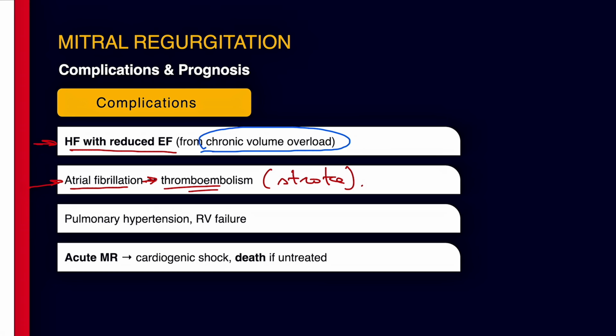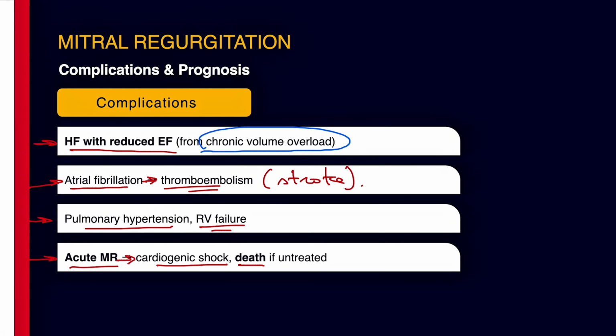We can also see pulmonary hypertension as the elevated pressures are transmitted backward into the pulmonary circulation, and eventually this can cause right-sided heart failure, all right? Now, in acute MR, the situation is more dramatic. There's no time to compensate, you know that, and the patient can go into cardiogenic shock or even die if left untreated. It's a surgical emergency.